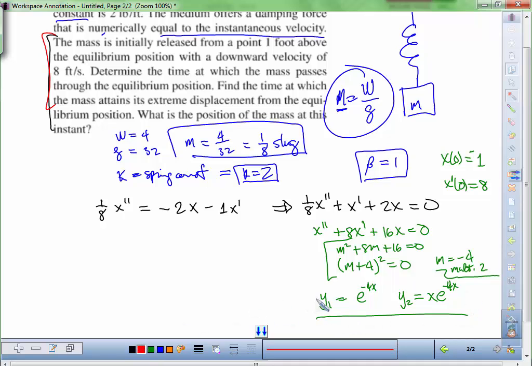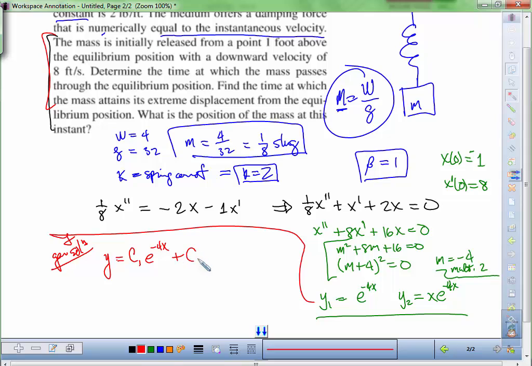So from here we get our general solution, and then we'll use our initial conditions to solve for it. The general solution is going to be C1 e to the -4x plus C2 x e to the -4x. And we use our initial conditions to help us solve for C1 and C2.